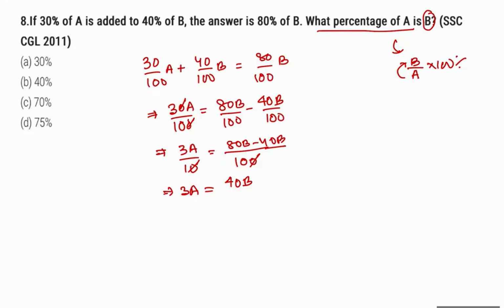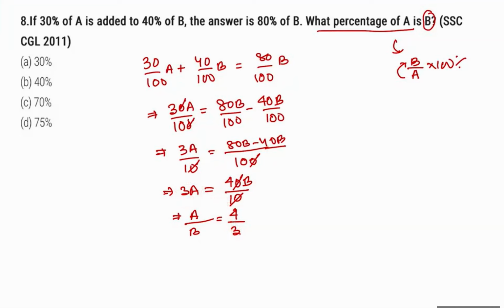So 40B by 10, the answer is A to B fraction, numerator and denominator.